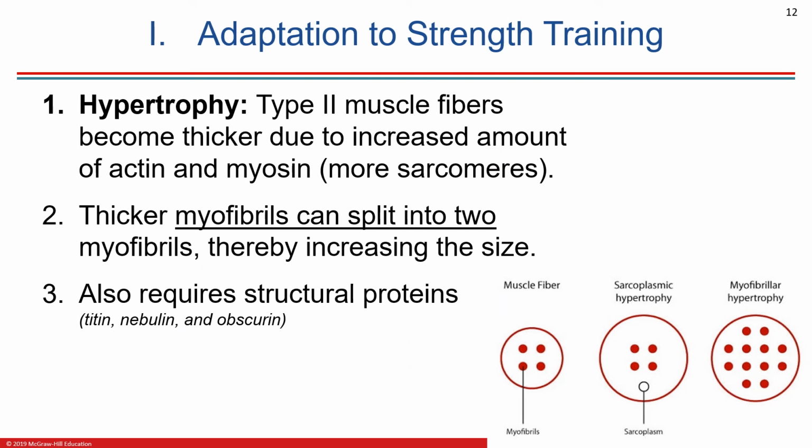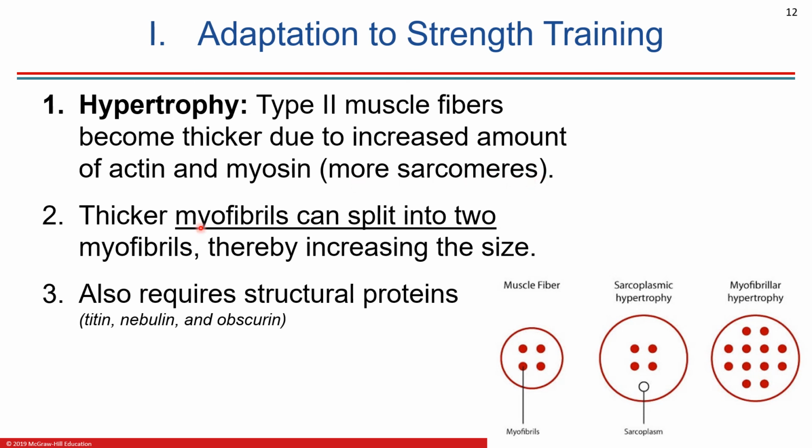Okay, so if we change gears from endurance to strength training, it's a little bit different. What you do with all that powerlifting and strength training is you're actually causing the muscle cells to hypertrophy. And remember, with hypertrophy, we're not making more cells, we're just making them bigger. So these type 2 muscle fibers get thicker because we're making more actin and myosin. So we're making a lot more sarcomeres.